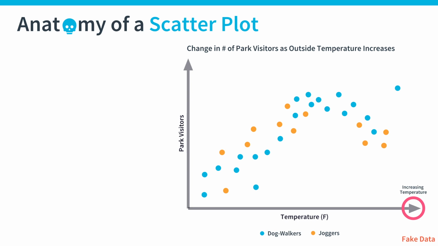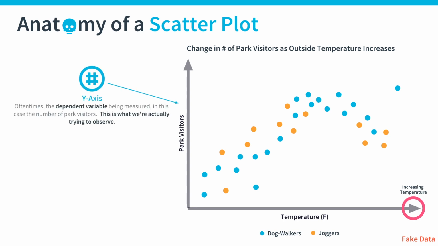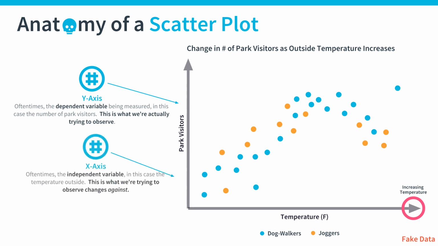Although they can be somewhat tricky to build and to interpret, they're a powerful visual and very useful when you need to analyze relationships. The y-axis is what we're actually trying to measure or observe. It's the dependent variable that we want to see change as a value in our x-axis increases. Our x-axis is the independent variable that we're measuring against. In the case of this example, we're trying to evaluate how the change in the temperature outside impacts the number of visitors to a local park.